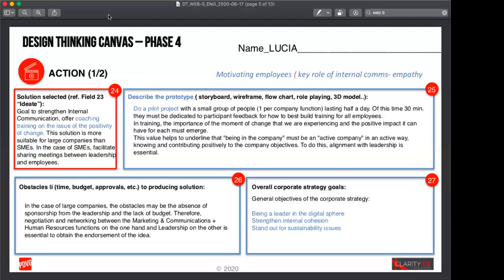So when we asked to describe the prototype, we wanted a description of actually what she's going to produce. In this case, the canvas is not the prototype, but it serves as a framework for you to develop and test your prototype. What she did is she described the pilot project, and she actually has a very nice description of the pilot project, but she didn't describe how she would prototype it.